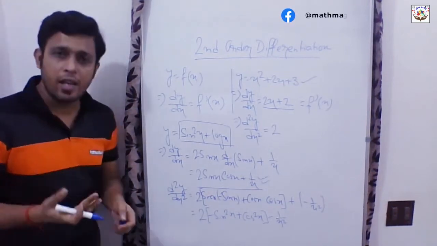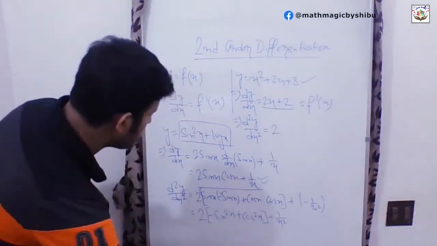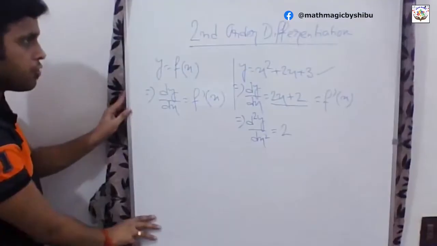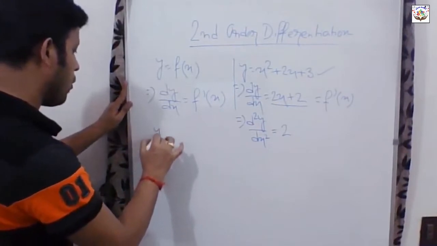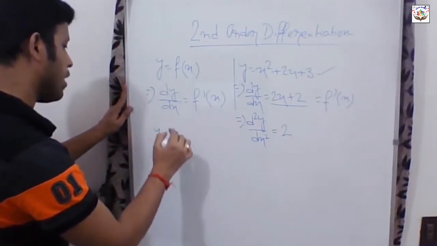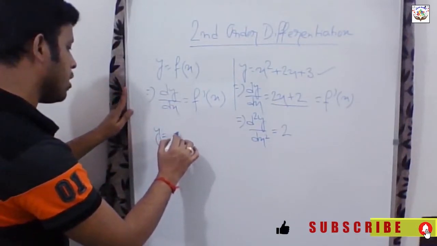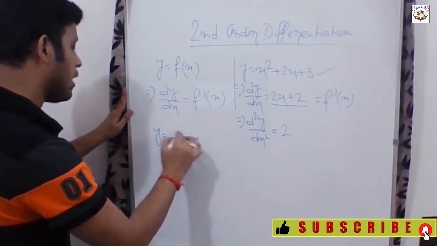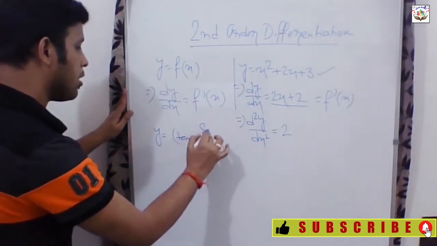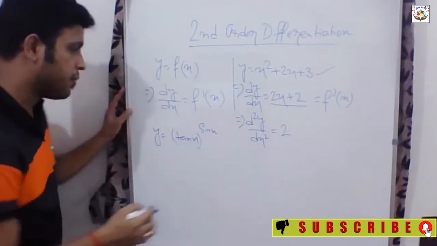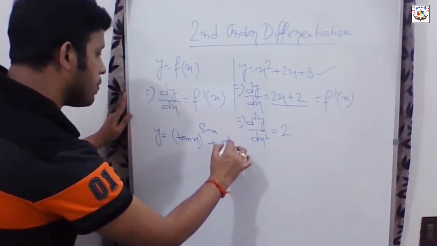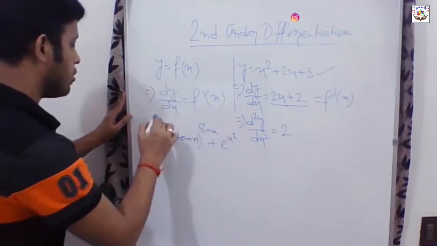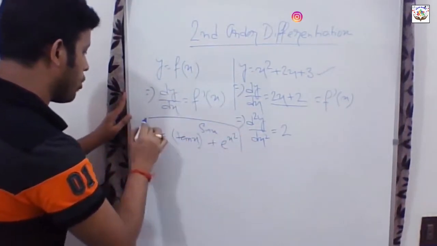Okay, let me give you another example. Let me clear it first. Suppose for example you have a function y equals 10x to the power sin x plus e to the power x square. So let us suppose this is the problem.